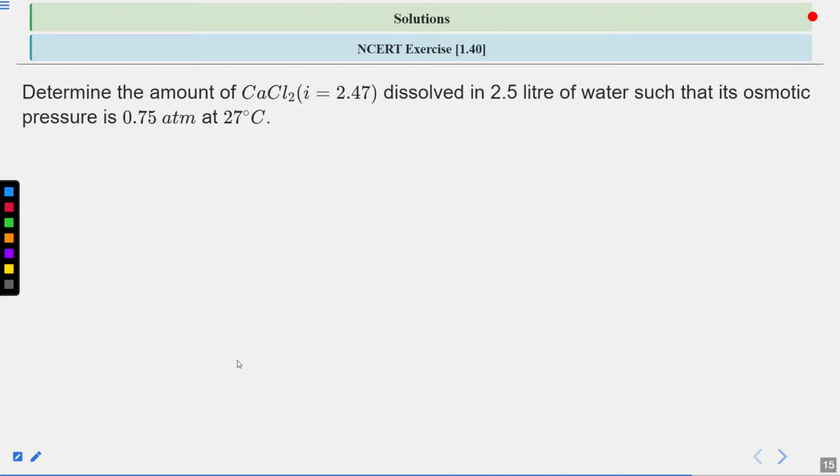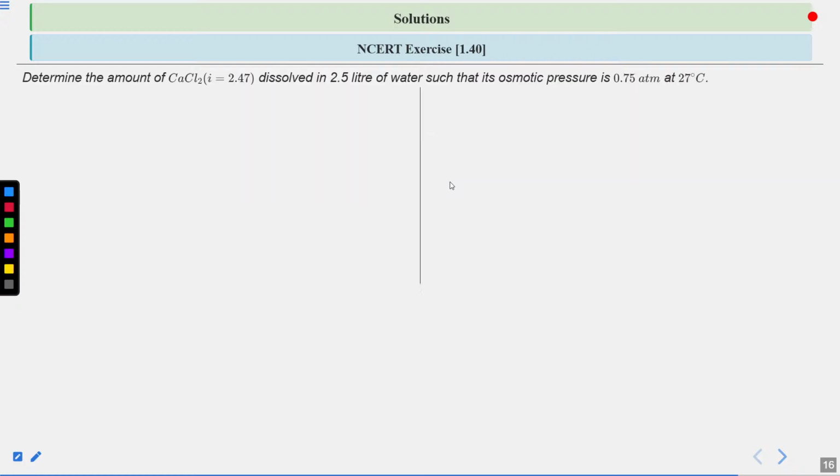Then moving on to the next question. The amount of CaCl2 dissolved in 2.5 liter of water is to be calculated if the osmotic pressure is 0.75 and the value of i is 2.47. So again, it's a very easy question to do. How will we do it? You have 10 seconds to think over it. Okay, now let's see how we can solve it.